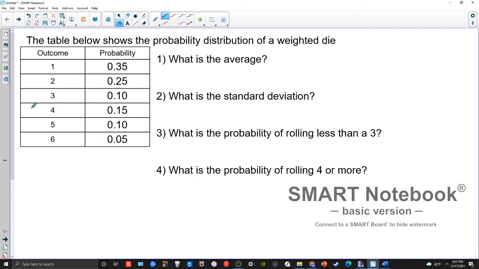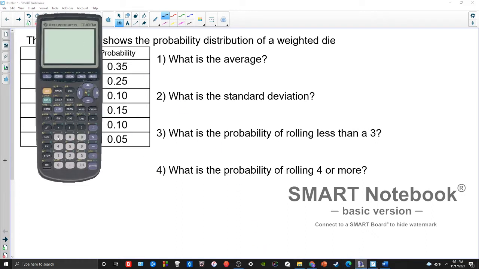So what's the average of this probability distribution? Okay, well, to get the average, we're going to simply take all our outcomes, take all our probabilities, multiply them together, and then add them up. Now, we could do that by hand because it's a small enough table, or we can put them into our calculator. So, stat, edit. Here we're going to type in 1, 2, 3, 4, 5, 6. Then over here we have 0.35, 0.25, 0.1, 0.15, 0.1, 0.05.